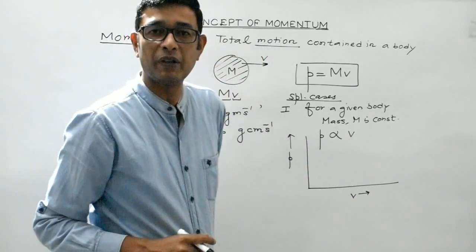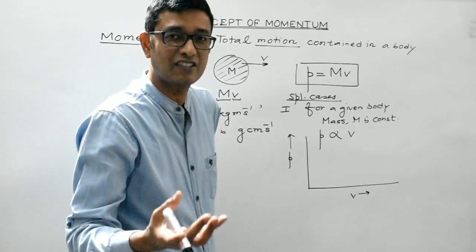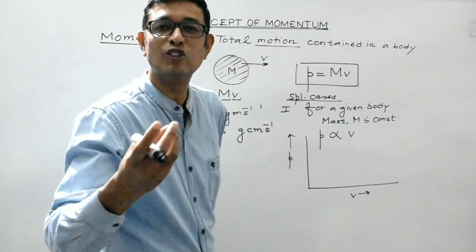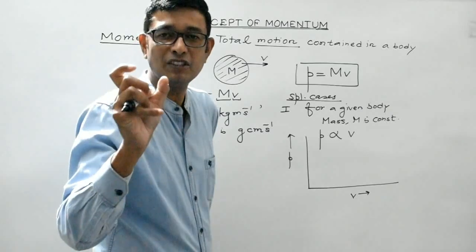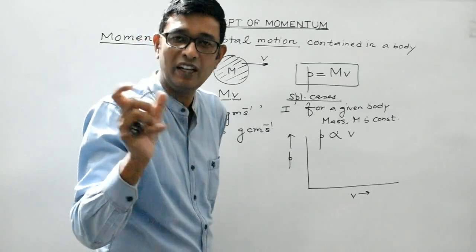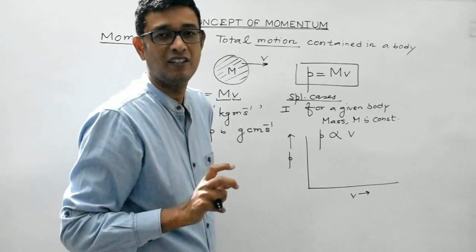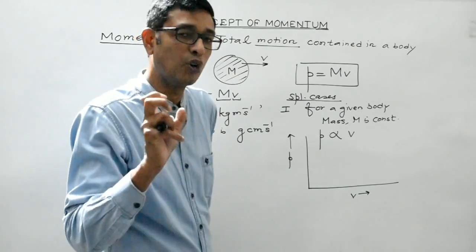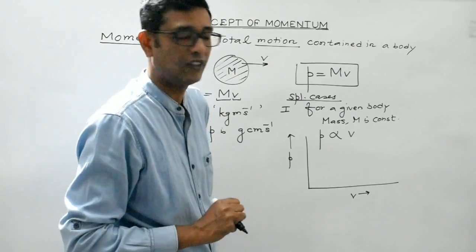If the velocity of the body becomes zero, that is, if the body is at rest, then the momentum of the body is also zero. So momentum is a term associated only and only with a moving body. To possess momentum, the body must be in motion, right?